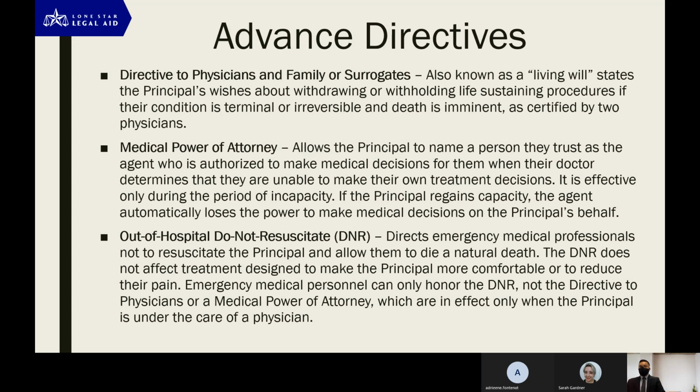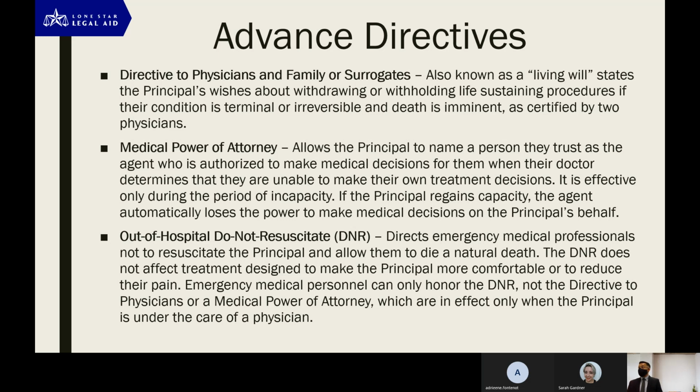So here's a little bit more detail about what directives to physicians and families or surrogates are. Some people call these a living will. And what it does is it states the principal's, your, wishes about withdrawing or withholding life-sustaining procedures if your condition is terminal or irreversible and death is imminent as certified by 2 physicians. So this is commonly when you think of the scenario of pulling the plug, so to speak. Do you want to give somebody else authority to make that decision for you? Who do you want to give that authority to? And what do you want that decision to be?